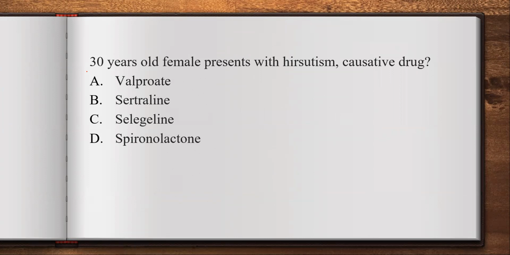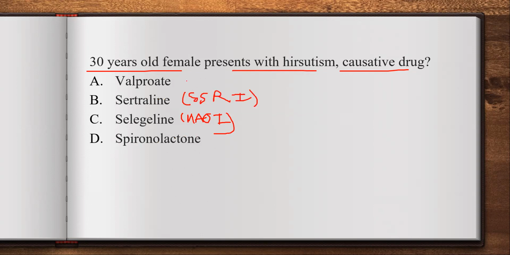Next, a 30 years old female presenting with hirsutism. What is the causative drug? Valproate, sertraline, selegiline, which is a monoamine oxidase inhibitor. Sertraline is an SSRI, as you know. Valproate, you know, is an anticonvulsant. Spironolactone, you know, is a diuretic. So, which one among these four causes hirsutism?